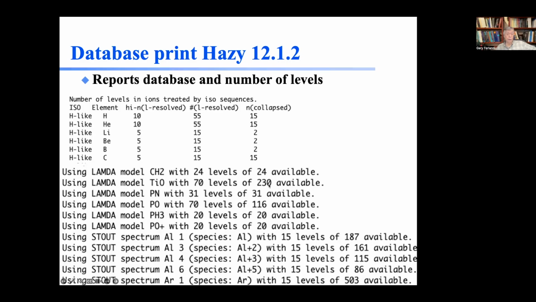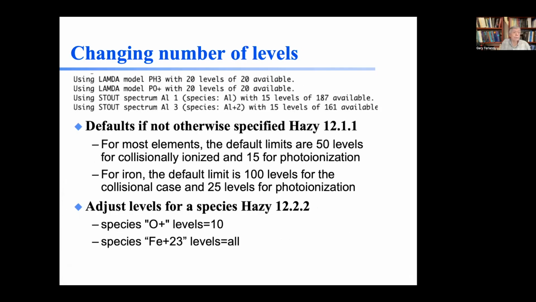TiO has 230 levels, makes a very rich spectrum. We're using 70 of those. PO, it goes on and on. The important point here, the database has many more levels than we use. It's a compromise we'll talk about next. And there are some cases where our compromise is not good enough. You want to increase the number of levels.